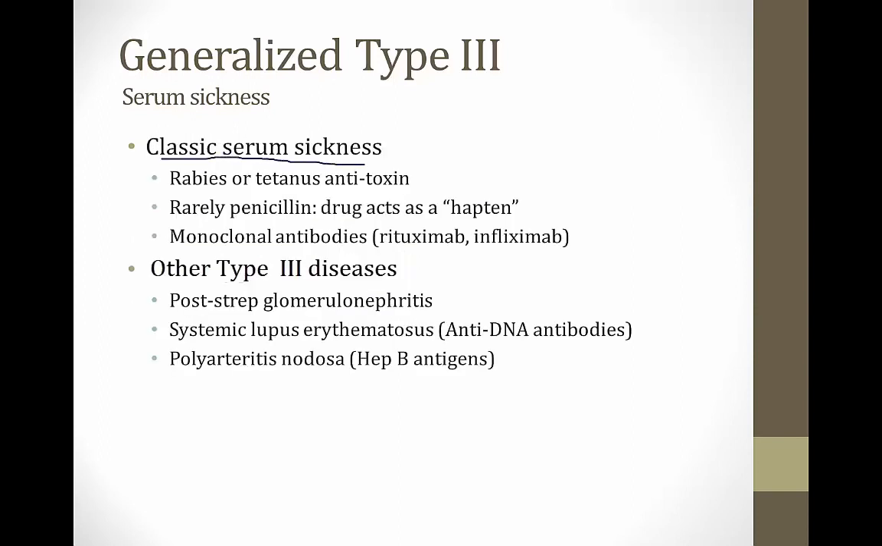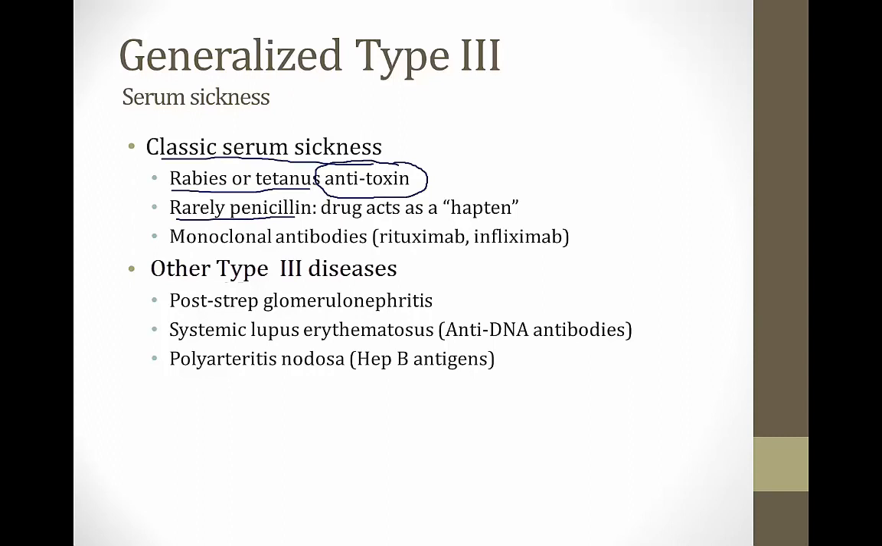Classic serum sickness is very rare in the modern era. There are only a couple instances where you may see something like this. People who are administered rabies or tetanus antitoxins sometimes experience a serum sickness. These antitoxins are pooled plasma from humans and sometimes horses, and it's designed to passively immunize people against rabies or tetanus, and sometimes a serum sickness-like illness can develop.